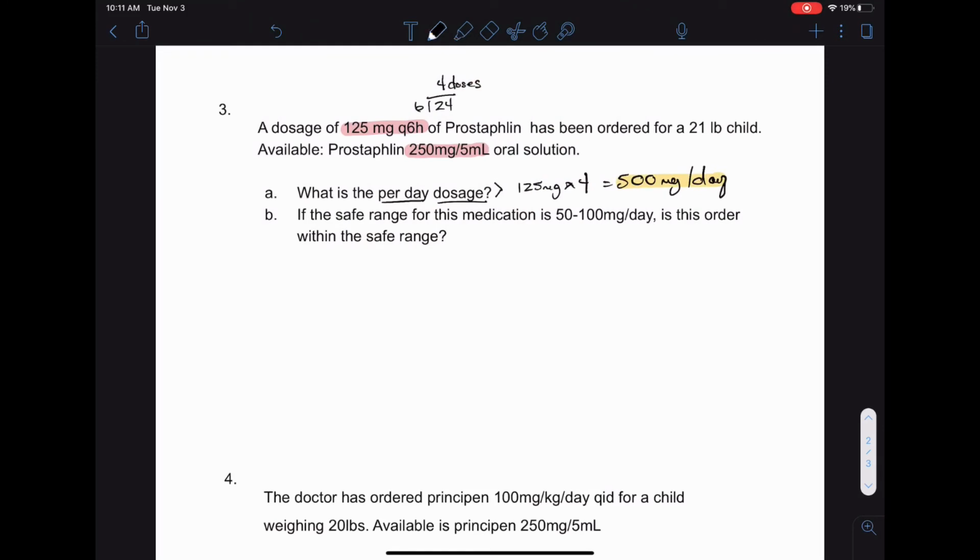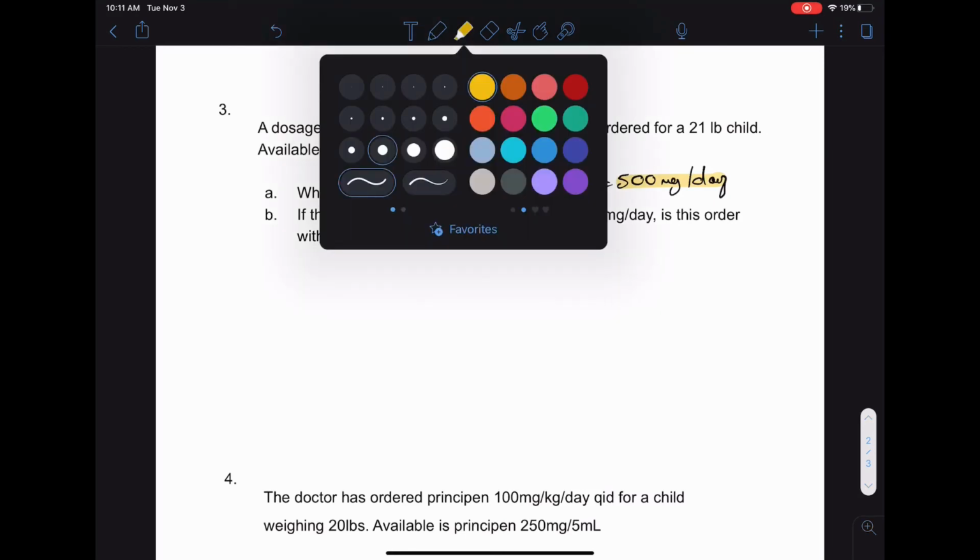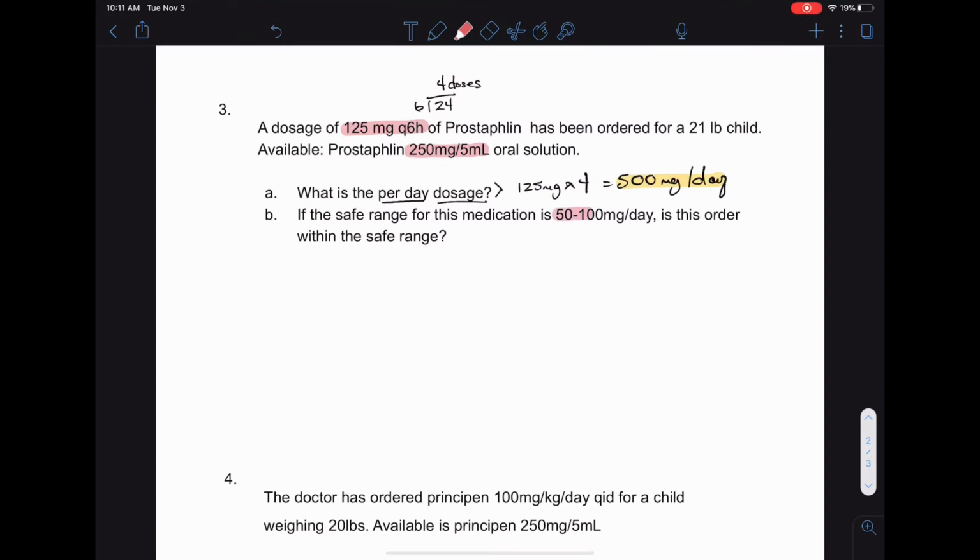Now, the second part of the question: if the safe range for the medication is 50 to 100 milligrams per day, is this order within the safe range? So if that's what the safe range is, we've got to take a look. Is our order within this range? Is it between 50 and 100? Well, no, 500 is way over here somewhere, right? So that is not within the safe range, so no.